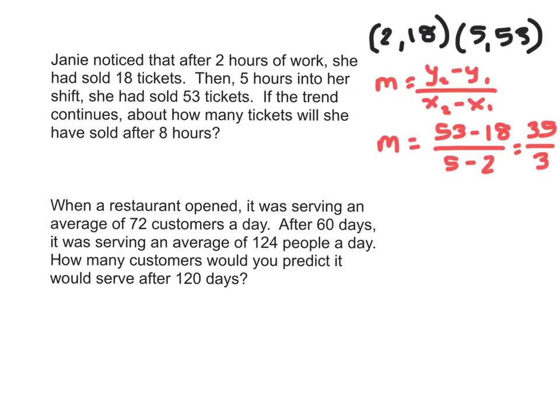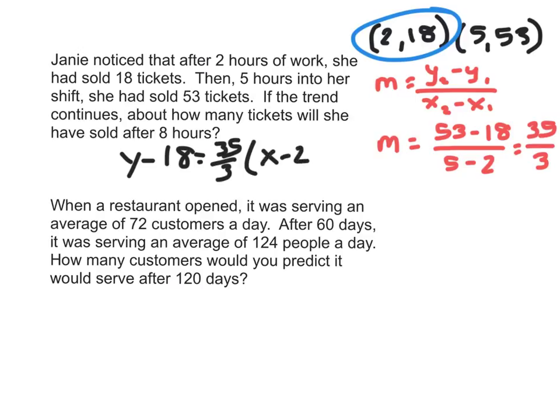But for now, I'm just going to leave it as a fraction, and we're going to write our equation, which we're going to do in point slope form again. So I'm going to use this point right here, just use the first one, 2, 18. When I write my equation, I'm going to write y minus 18 equals 35 over 3 times x minus 2.